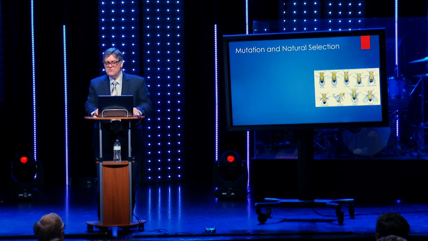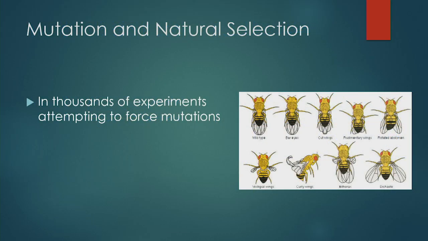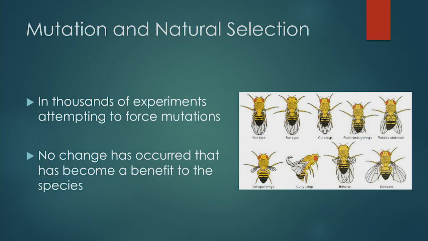Now let's look at mutation and natural selection. They've done thousands of experiments on fruit flies, because you can get a new generation of fruit flies every 3 or 4 days. So they bombarded these fruit flies with all kinds of radiation and chemicals to try to force a mutation. And no change has occurred that has become a benefit to the species. In one instance, there was a fruit fly that had developed a second set of wings, but the wings weren't connected to anything. They just hung on the body and didn't flap. And so they ended up being a limitation and not an advantage to the species.